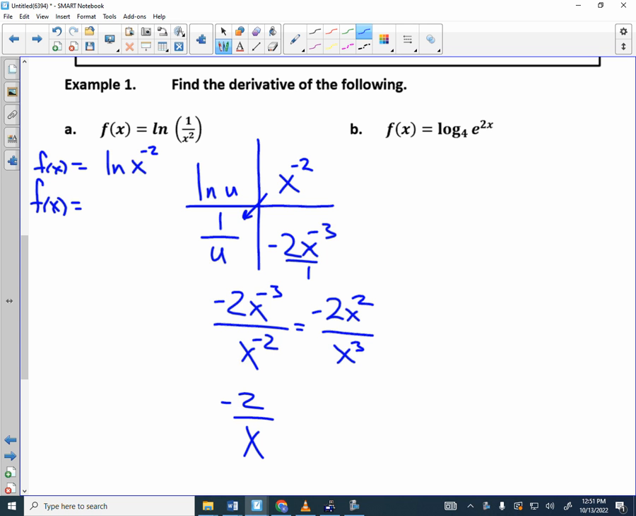Have I taken the derivative yet? No, I haven't. I just dropped the negative 2 out front. Let's now take the derivative. What's the derivative of natural log of x? 1 over x, multiplied by negative 2, you get negative 2 over x.